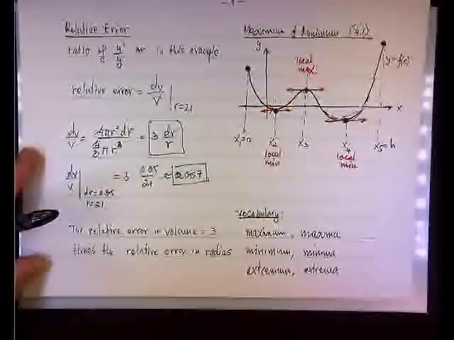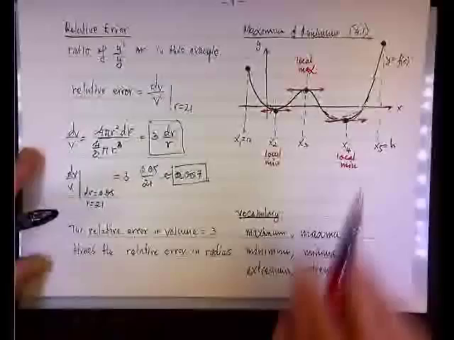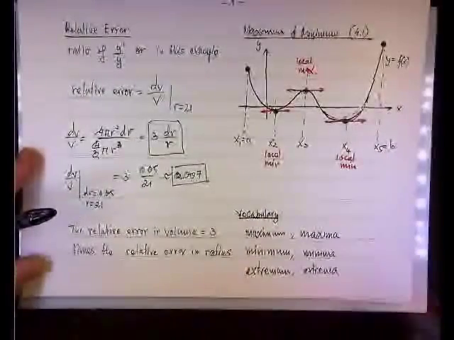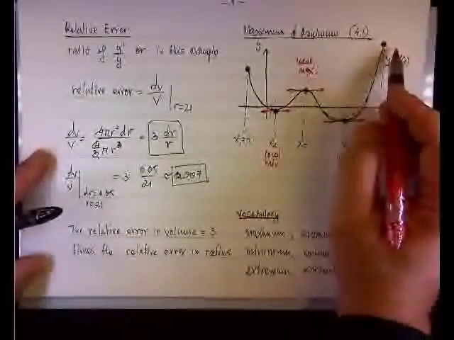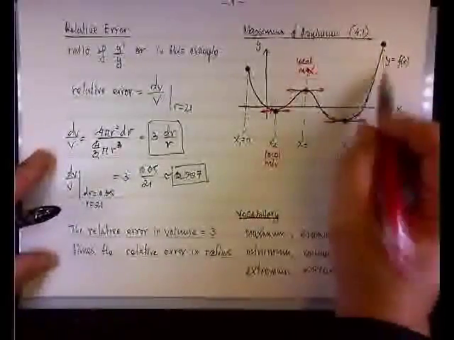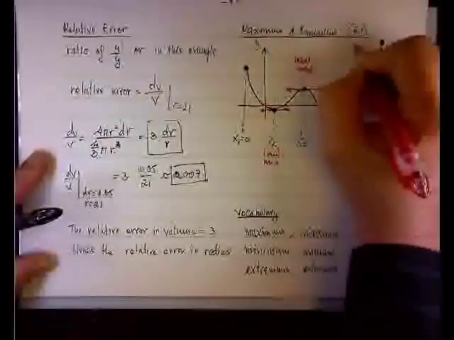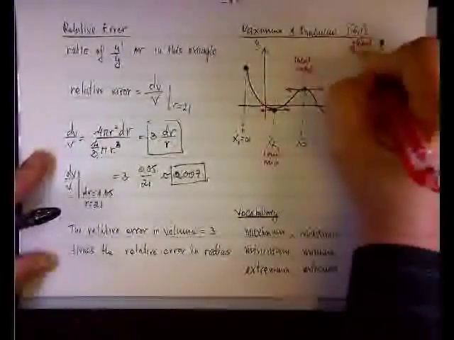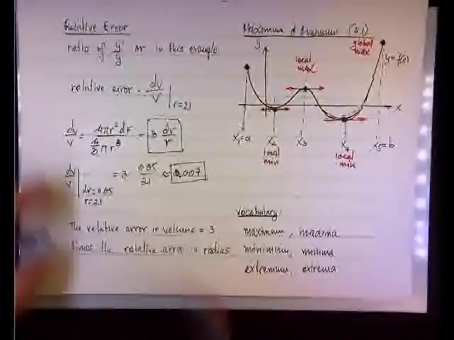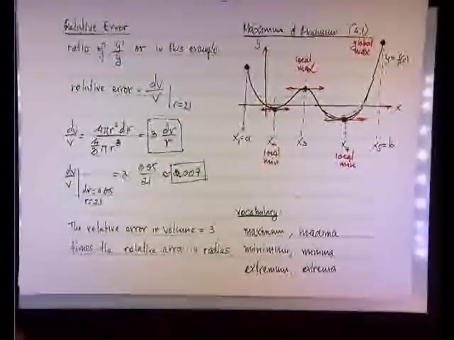Where is the absolute maximum of all the points on this particular closed interval graph? Where is the highest y value? It will be the y value that corresponds to x5, which will be this point. And this point indeed will be the global, or absolute maximum.